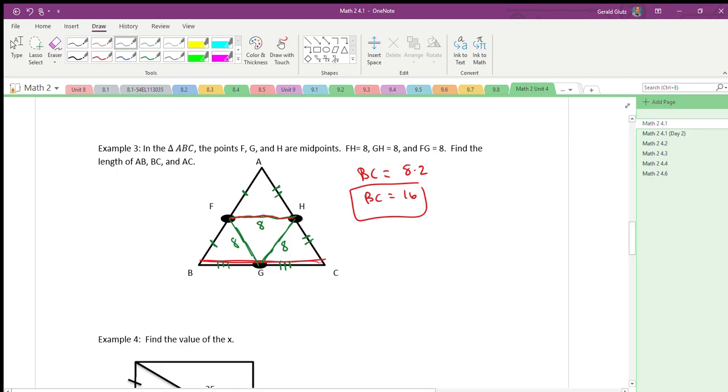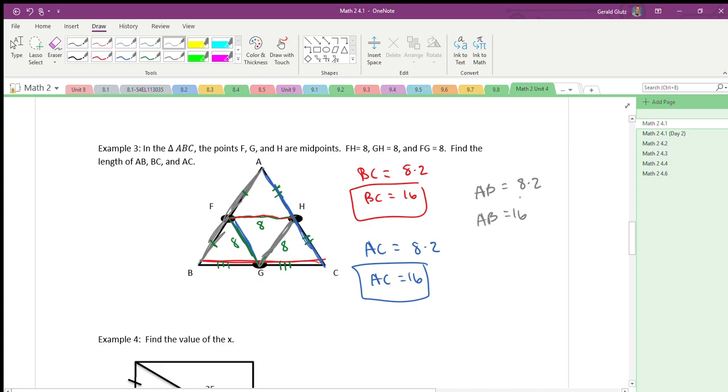Then let's use this little mid-segment. It's parallel to this side. If the mid-segment's 8, AC would have to equal 8 times 2, so AC would equal 16. Finally, we have this side that we have not used yet. It's parallel to AB. So AB would have to equal 8 times 2 again, because the mid-segments are all 8. That's why we keep multiplying 8 times 2. So AB would equal 16. That's how you do example 3.